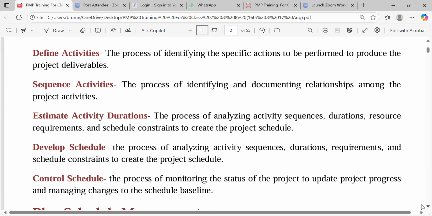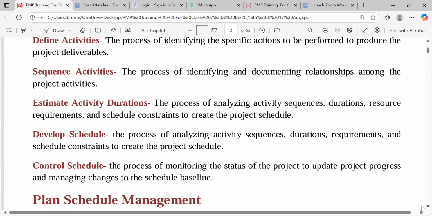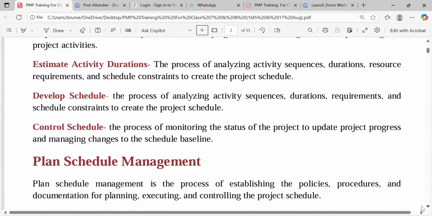Having created the schedule, we move on to start the job. Something is needed as we execute. We must control our schedule according to the schedule management plan. That takes us to control schedule. This is the process of monitoring the status of the project to update the project progress and managing changes to the schedule baseline.